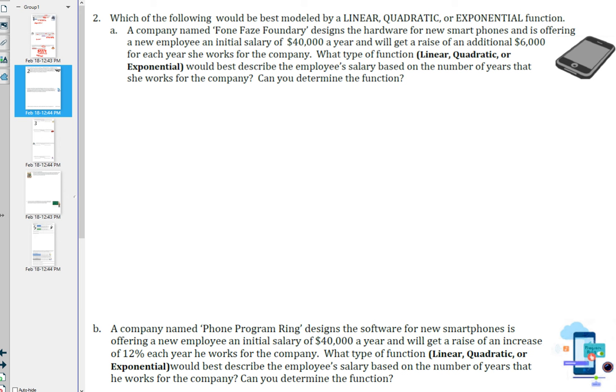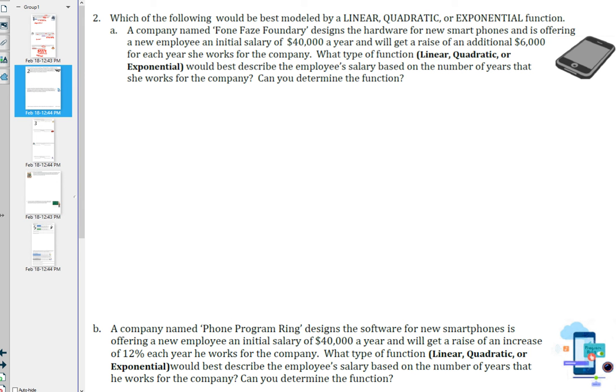Which of the following would be best modeled by each function? A company named Phone Phase Foundry designs hardware for new smartphones and is offering a new employee an initial salary of $40,000 a year and will get a raise of an additional $6,000 for each year he works for the company. What type of function would best describe the employee's salary based on the number of years? And can you determine the function? Okay, let's do both.